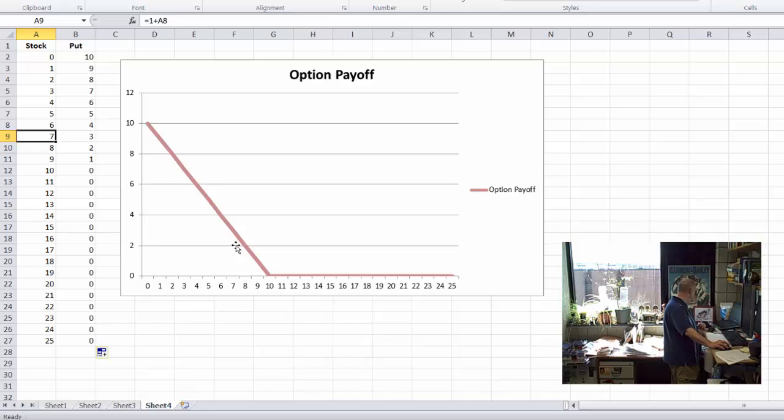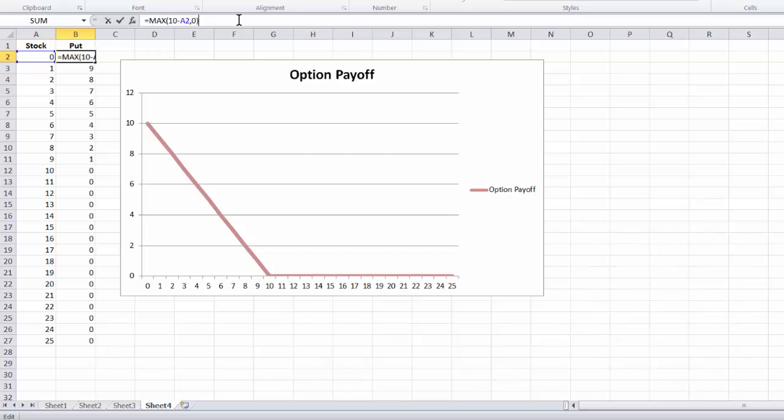So the slope of this line in the put option is -1. Back when we were looking at the call option, the slope was 1. Of course, if the stock is selling at $16, I wouldn't make this guy buy from me for $10. So if the stock is trading bigger than the exercise price, the value of that put option is 0. So here we've got the payoff for a put option with exercise price $10.